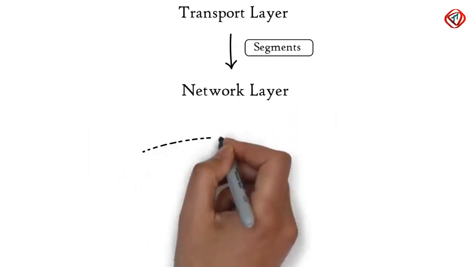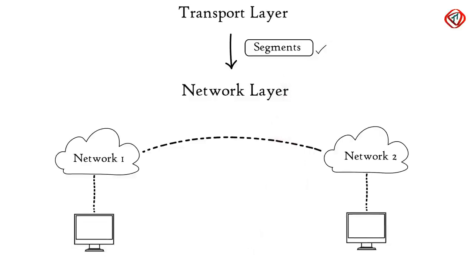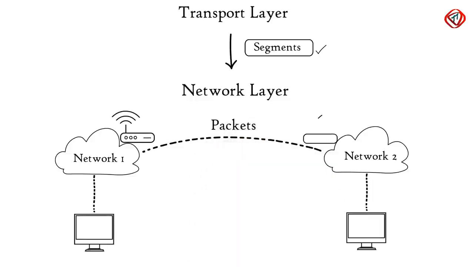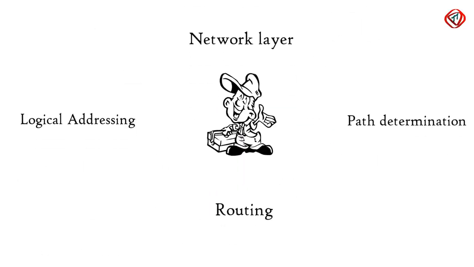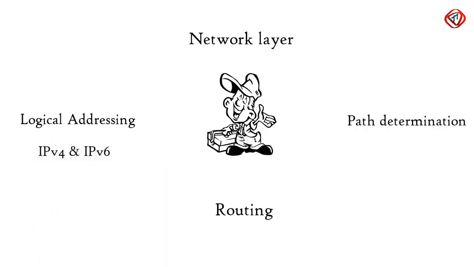Network layer works for the transmission of the received data segments from one computer to another located in different networks. Data units in the network layer are called packets. It is the layer where routers reside. The function of network layer are logical addressing, routing, and path determination. IP addressing done in network layer is called logical addressing.